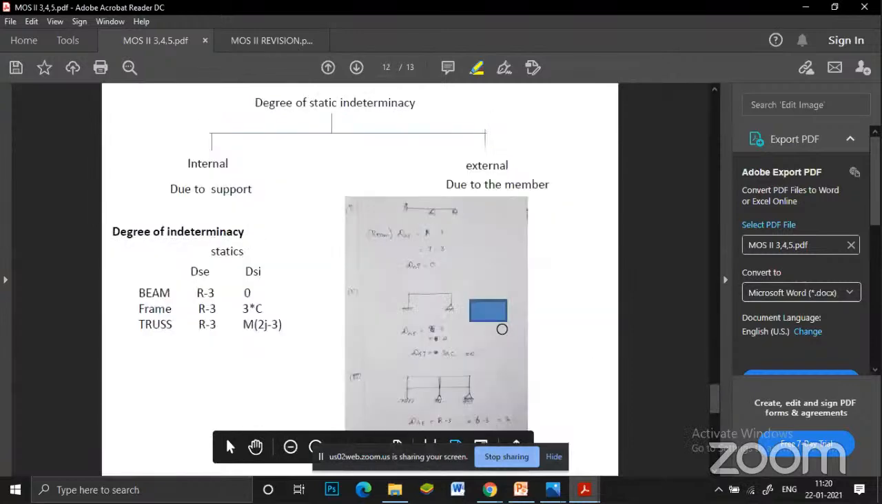Nothing serious. Okay, now the degree of static indeterminacy. How will you determine the degree of static indeterminacy? It's nothing but internal and external.